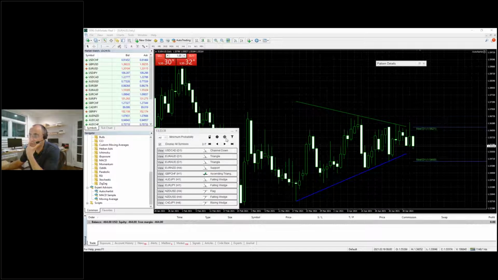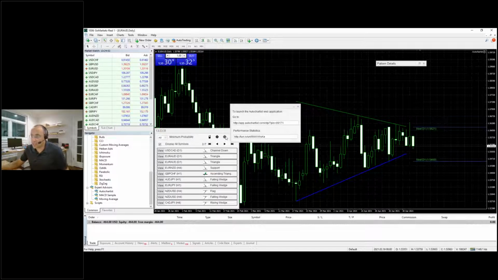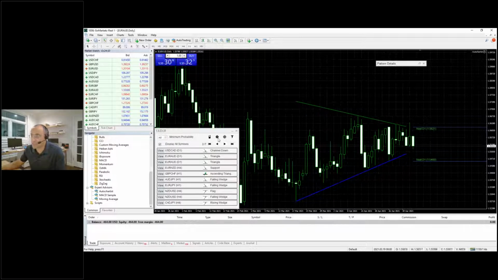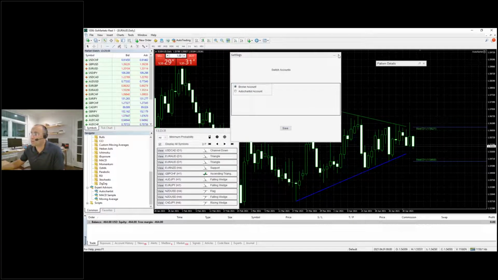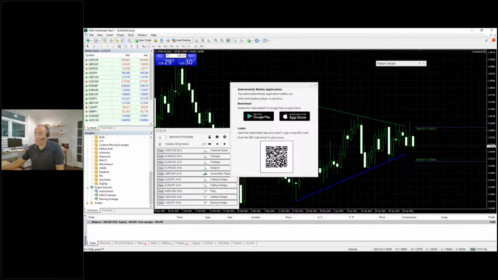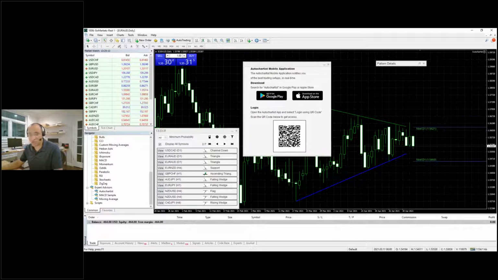So again, going back to this little icon over here, you can launch the web app, the past performance statistics. There's a little cog which allows you to change account. We won't go into that, that's not important. This is a super interesting one. This is the access to the Autochartist mobile app. So I'm sure you're all wondering, how do I actually get trade signals on my best friend, my cell phone?